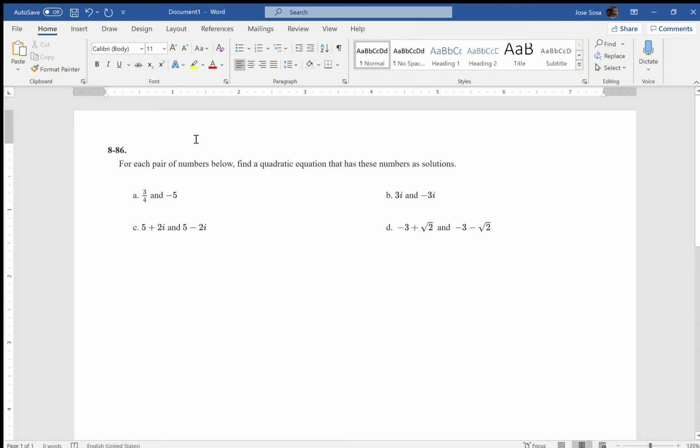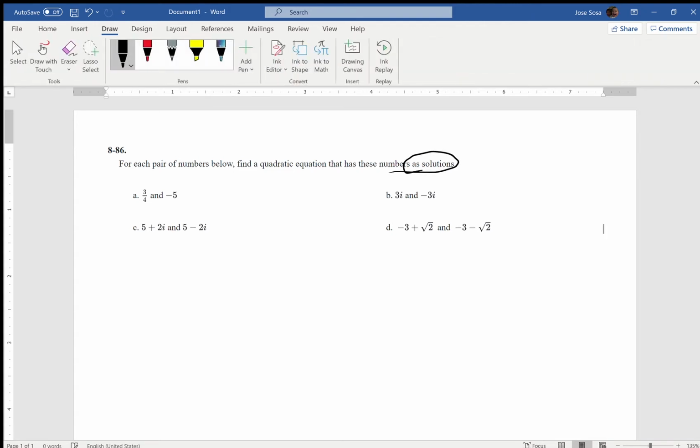So here for this problem, which is similar to homework problem 87, for each pair of numbers below, we need to find a quadratic equation that has these numbers as solutions. Or, remember equally, roots. It means the same thing.